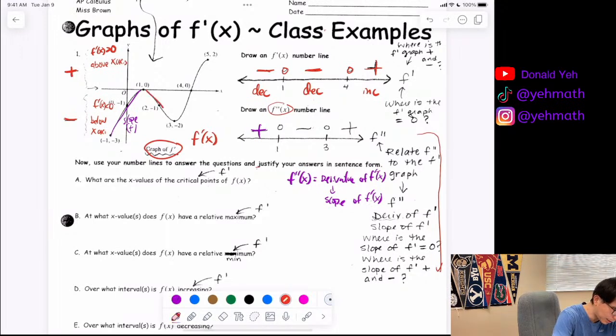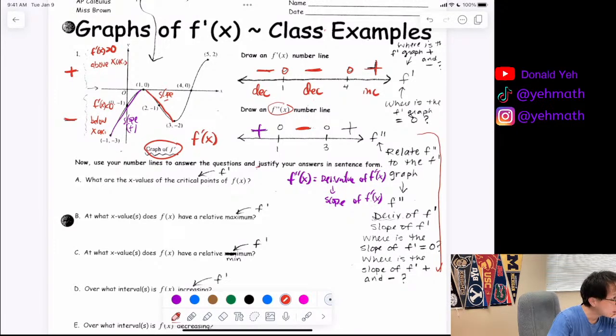Slope of this region is negative, because slope is a derivative. Derivative of f prime means f double prime. This is a negative. Is that okay? Yeah. Kevin, you understand? Yeah. Okay.